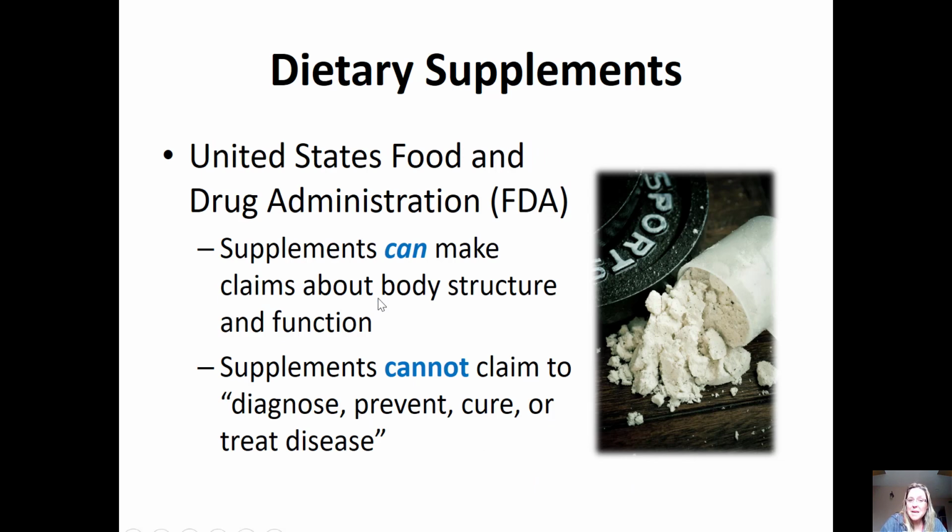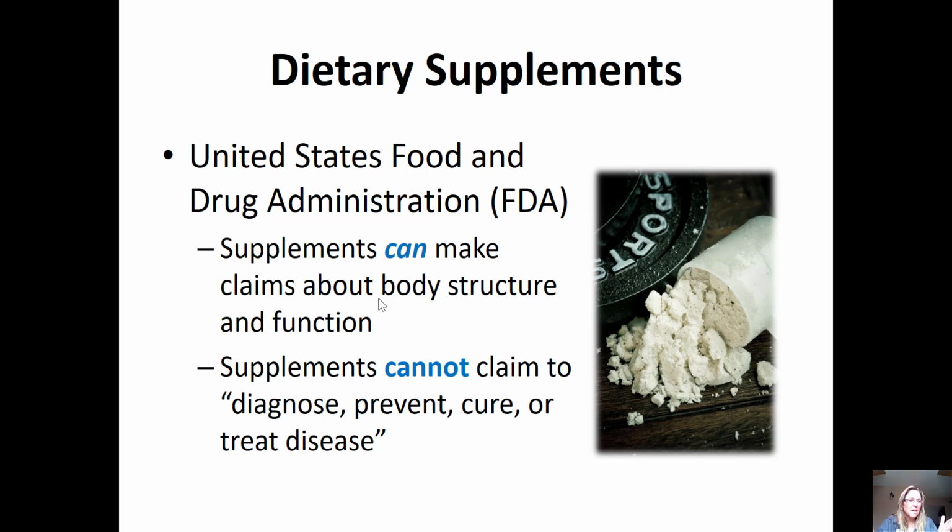Now, supplements can make claims about body structure and function. So it might say this is designed to enhance normal bowel function. Okay, so it can make those claims, but it cannot claim to diagnose, prevent, cure, or treat disease. So if they make a claim on the front of the package saying this will enhance normal bowel function, on the back of the package you'll see the FDA disclaimer saying this product has not been evaluated or tested by the FDA, and it cannot claim to diagnose, prevent, cure, mitigate, or treat disease.